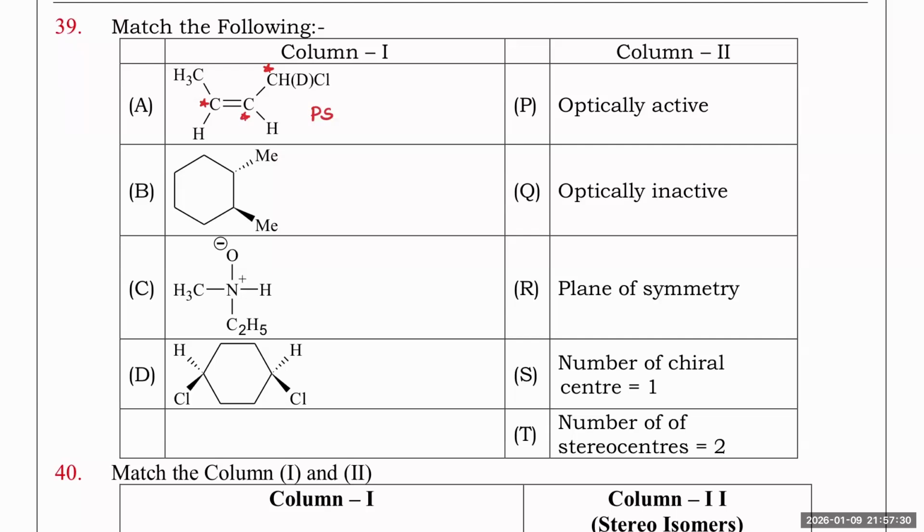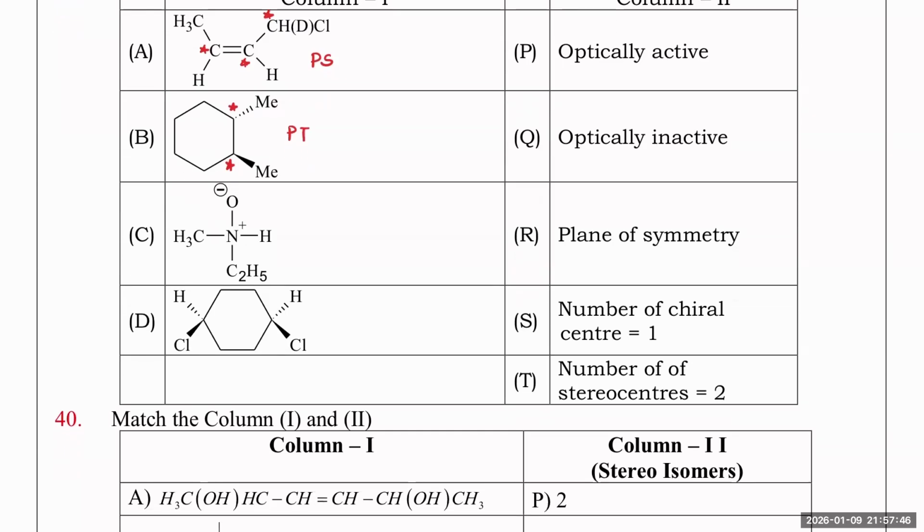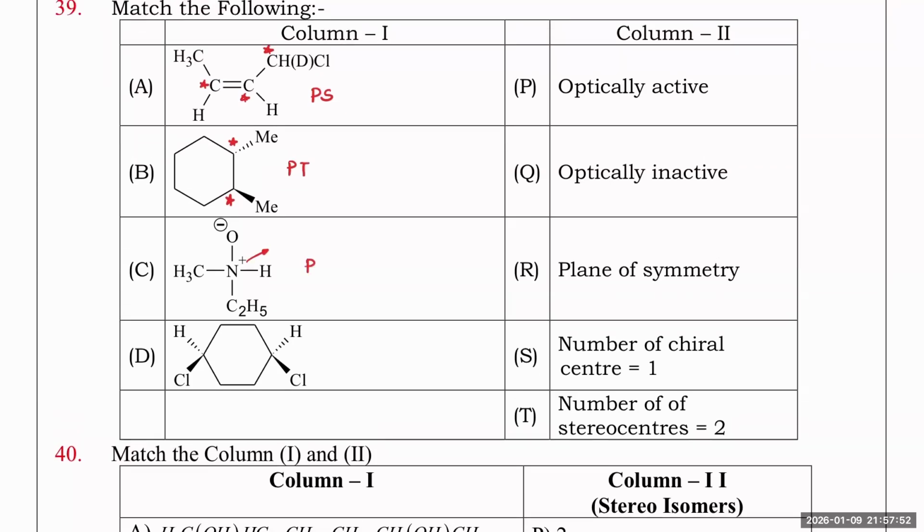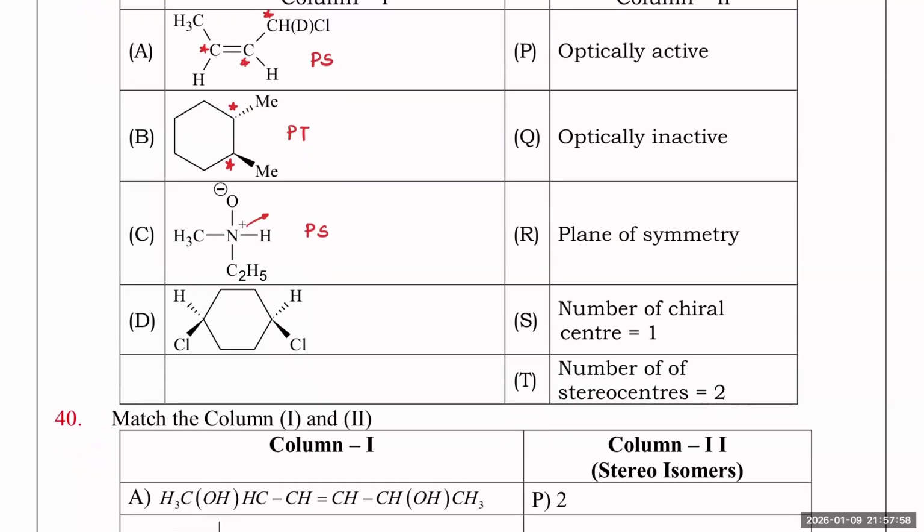Second case. This is a chiral center, this is a chiral center, and there is no plane of symmetry here. Hence, it makes it optically active. So P is correct again. And plane of symmetry is not there. Number of chiral centers are 2. Stereo centers are 2. So yes, P and T is correct. Now there is only one chiral center and that is optically active. So P is correct. There is no plane of symmetry. S is correct. So these two are correct options.